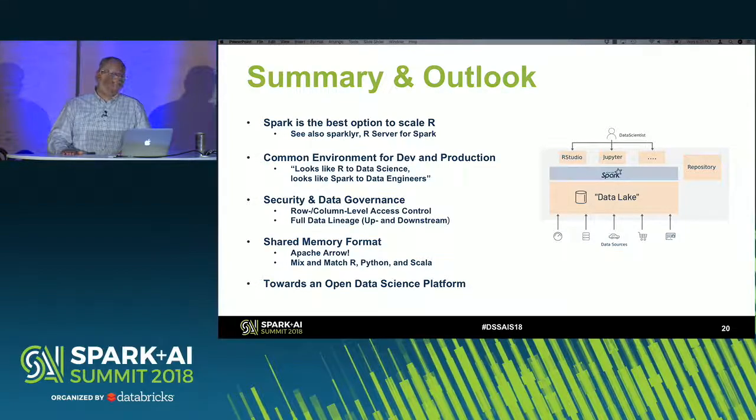As a summary, we strongly believe that Spark is the best option to scale R. That's a very broad statement. There are also two other options, Sparklyr and Microsoft's R Server for Spark, but using Spark to distribute computation with R is probably the unanimous judgment for the best option. There are other things as well, like security, which we mentioned, and Arrow. If Arrow fulfills its ambitions, we should end up with a very open data science runtime and platform, which is Spark, and you can equally run R and Python on top.